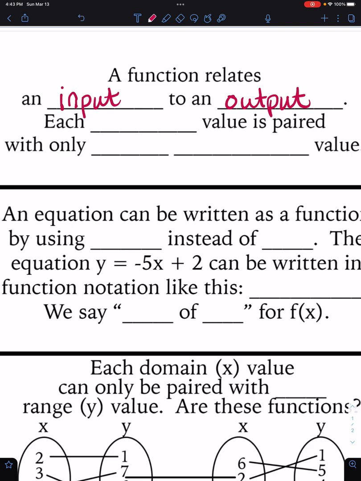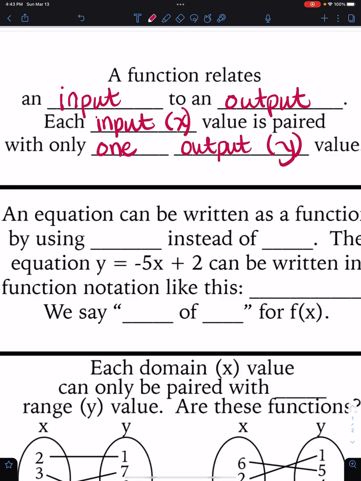So each input value, which for our purposes are going to be the x values, is paired with only one output value. And the output values are the y's.